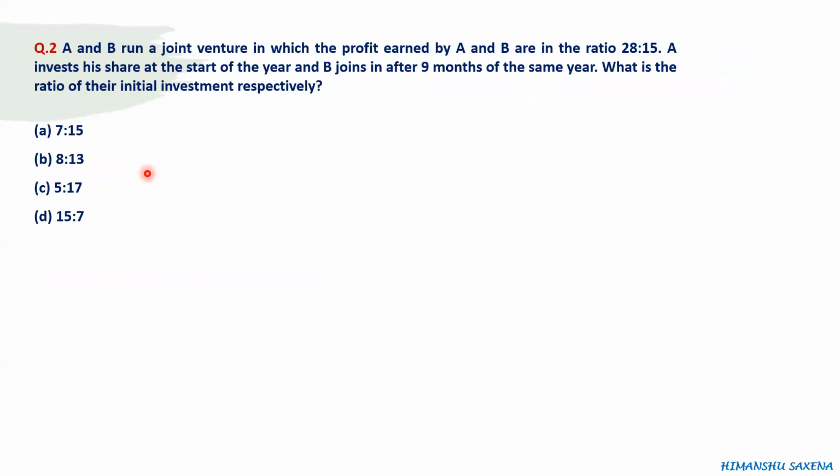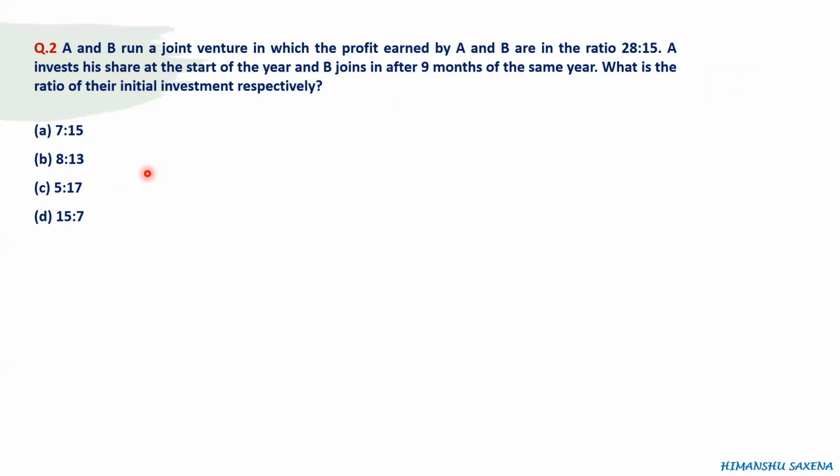A and B run a joint venture in which the profits earned by A and B are in the ratio 28:15. A invests his share at the start of the year and B joins in after 9 months of the same year. What is the ratio of their initial investment respectively?